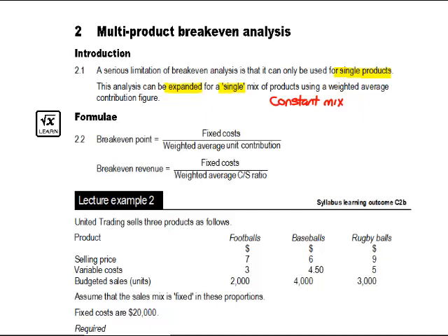Now, there are a couple more formulae for you to learn here. Don't get too worried though, because they're very, very similar to what we've seen before. The only difference is that for our break-even point, so this is to work out the break-even point in units, all we're going to add is the weighted average unit contribution instead of just the unit contribution. And for the break-even revenue, to work that out in dollars, we're literally just going to add the weighted average CS ratio instead of just the CS ratio.